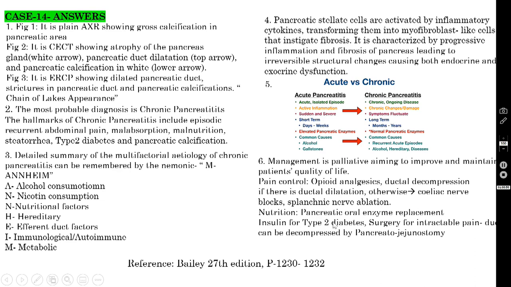Nutrition can be improved by giving supplements of pancreatic oral enzyme replacement, insulin for type 2 diabetes, and surgery for intractable pain. It can be decompressed by pancreatojejunostomy. Side-to-side pancreatojejunostomy can be done if the patient has a chain of lakes appearance. Yes, you can go for this surgery.